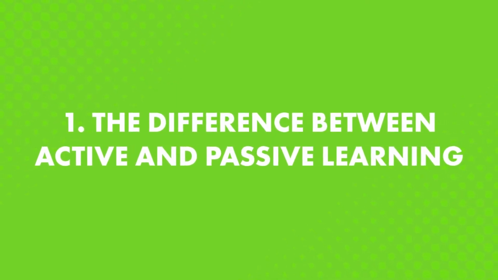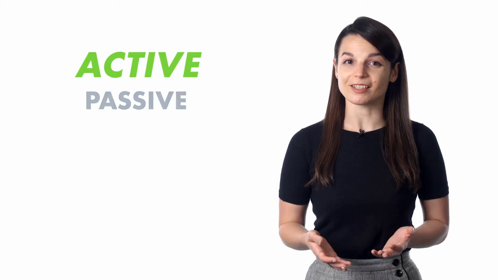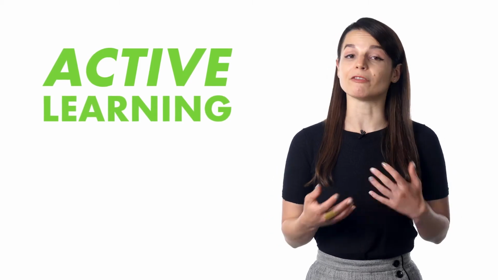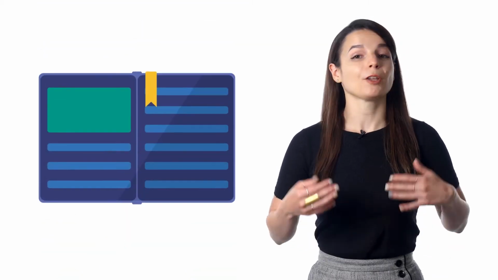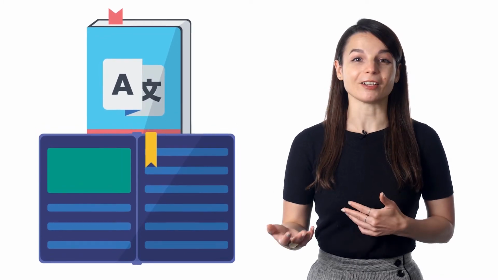First, the difference between active and passive learning. Here's the difference. Active learning means you're actively engaging with learning material and focusing on it. For example, you're reading in your target language, you're looking up words, you're translating, you're memorizing phrases, or you're speaking out loud. So you're focused on what you're learning and you're really into it.